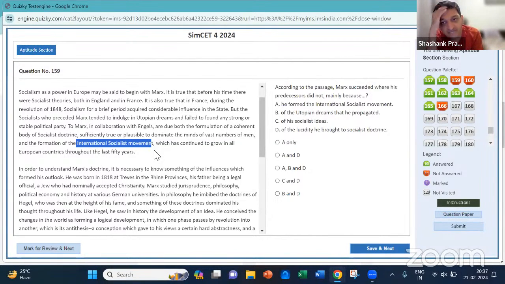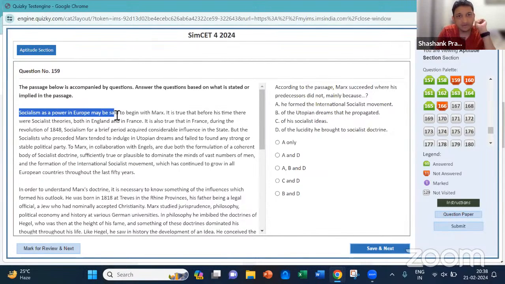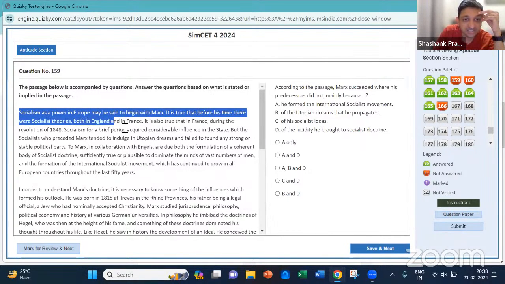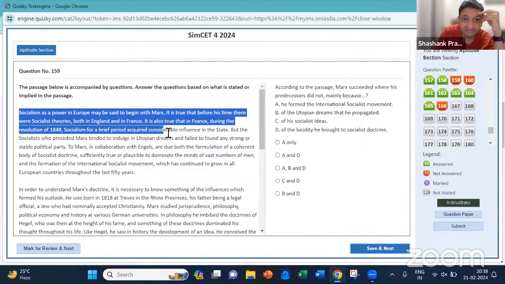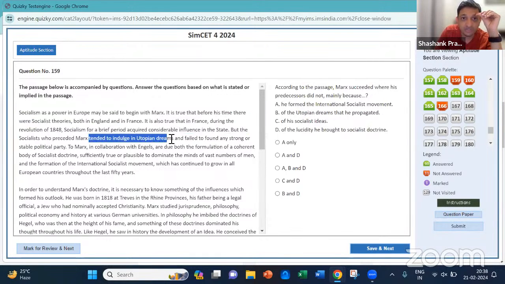Okay, I don't know. I don't think it's that good. He found the, I think it will be in the first one or two paragraphs itself, right? Let's see. Socialism as a power may be said to begin with Marx. It's true that before his time there were socialist theories. It is also true that in France during the revolution of 1848, socialism for a brief period acquired considerable influence in the state. But the socialists who preceded Marx tended to indulge in utopian dreams and failed to found any strong or stable political party.